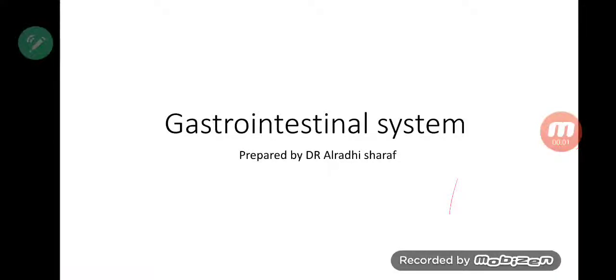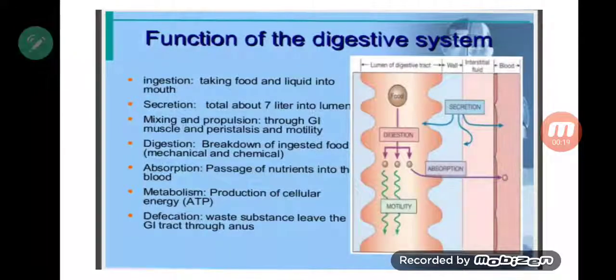Our lecture for today is the gastrointestinal system, which has another meaning, the abdomen. Abdomen means the abdominal cavity. The digestive system, or GIT, is the gastrointestinal tract.